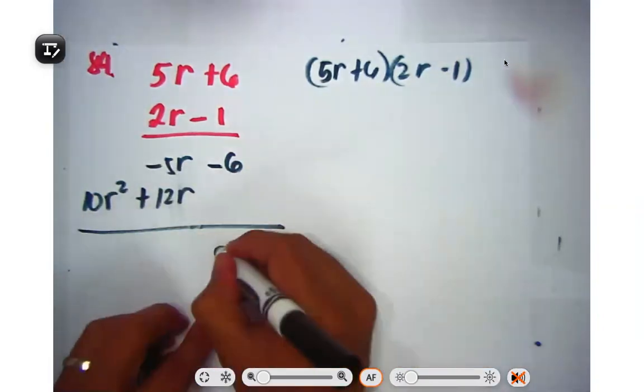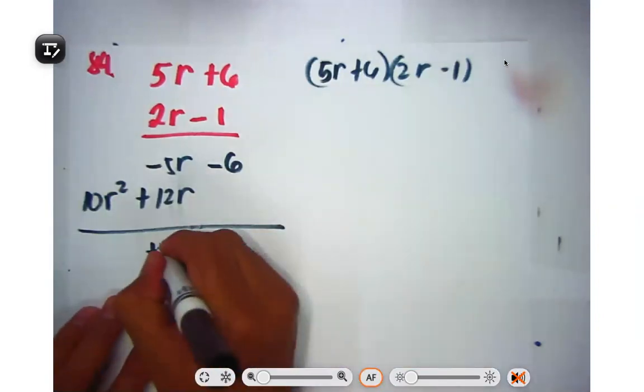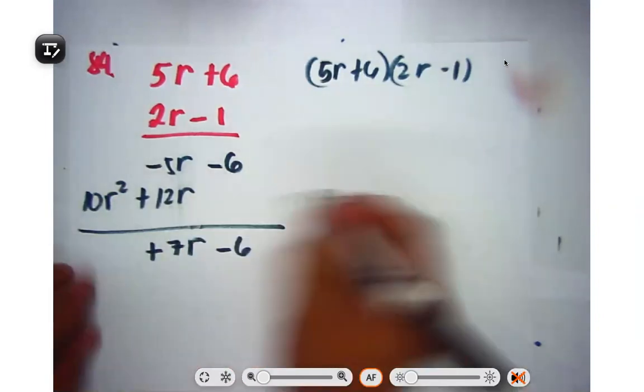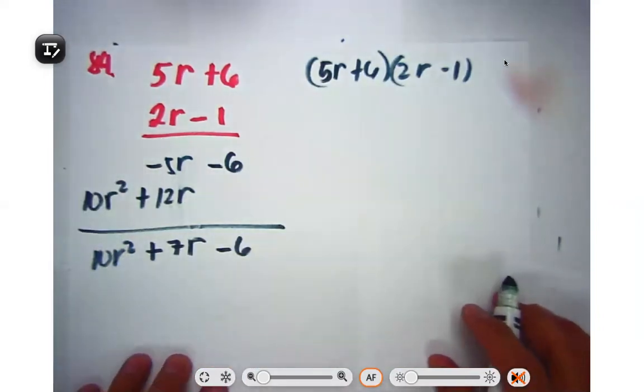And we have negative 6. Negative 5r plus 12r is positive 7r. Just bring down 10r squared. So that's by the vertical method.